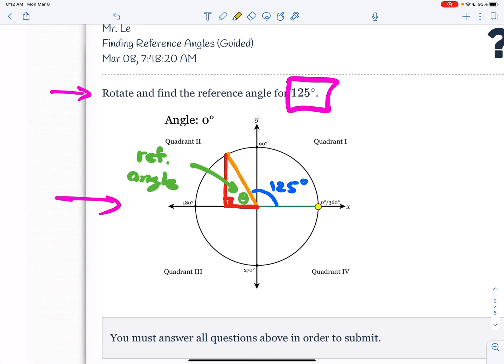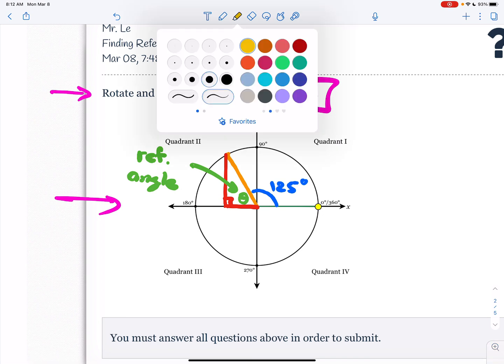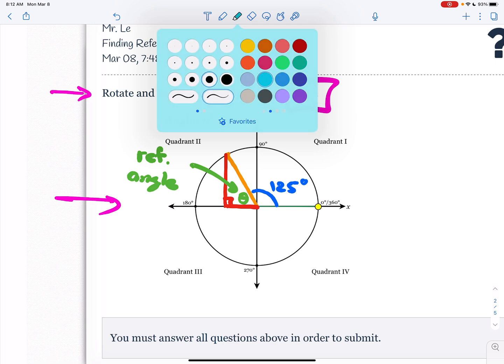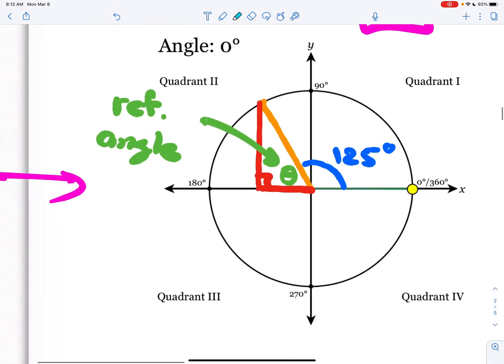So the way that we do that is we use what we know. Let me go ahead and kind of illustrate this. We know that from here all the way to here, that is a semicircle. A semicircle produces 180 degrees. So if that blue angle right there is 125, how do we figure out that missing reference angle? Pause, really think about it, and then press play when you're ready.